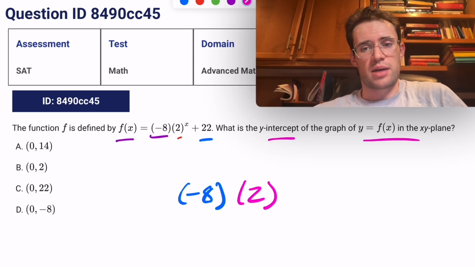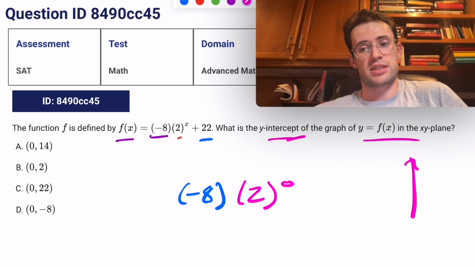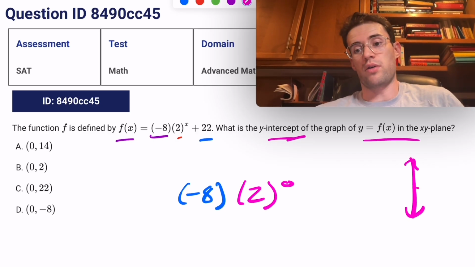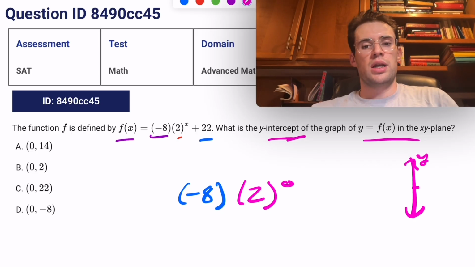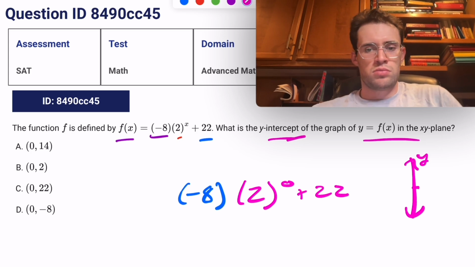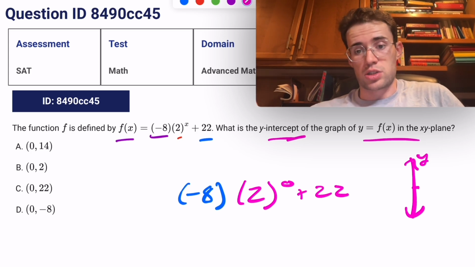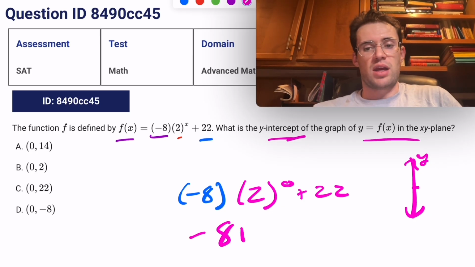Just know that the y-intercept is always when x is 0. It's where it crosses the y-axis. The y-axis means you haven't moved anywhere over from the origin in the x direction. You haven't moved to the left, haven't moved to the right, it's just on that y-axis. Right, so -8 times the quantity 2 to the 0 plus 22. 2 to the 0 is 1, so anything to the 0 power is 1. So this is just going to be -8 plus 22.